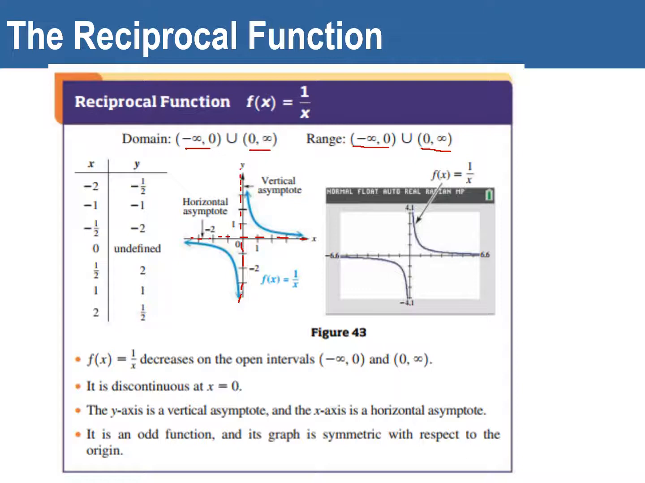It's decreasing from negative infinity to 0, and it's never increasing. It's also decreasing from 0 to infinity. It's discontinuous at x equals 0. It's odd, and it is symmetric with respect to the origin.